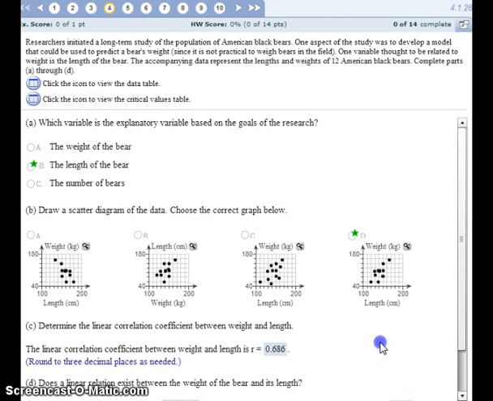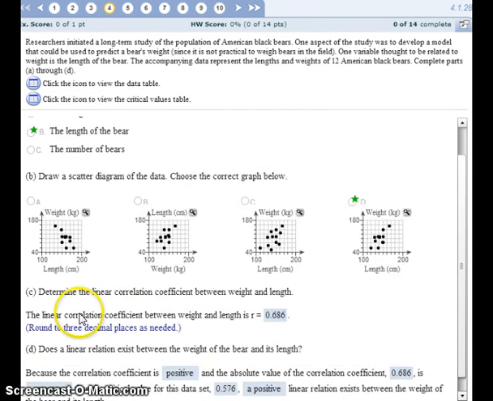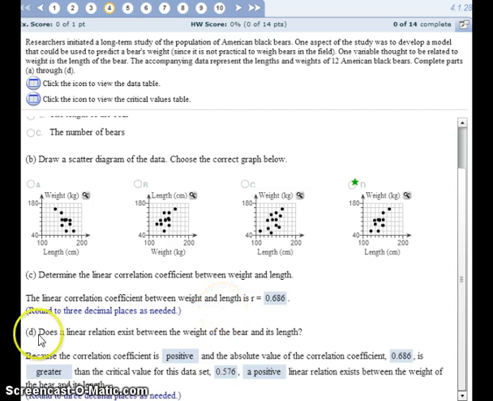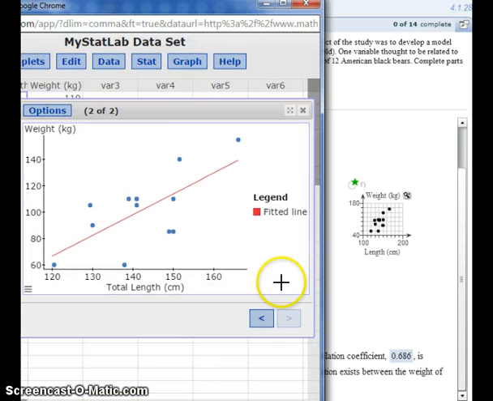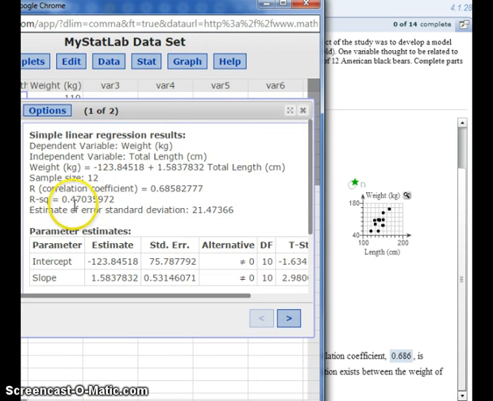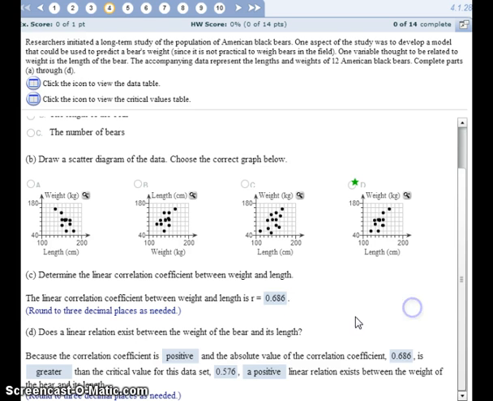And if we go back then, the linear correlation coefficient. So jump back into StatCrunch, you hit the back button, you'll see it's 0.686. Again, round to 3 decimals.